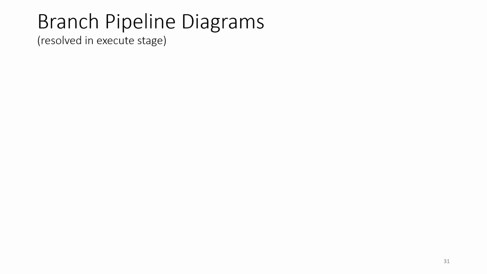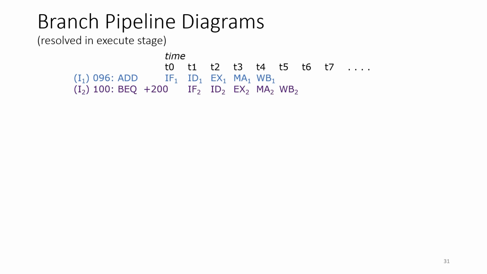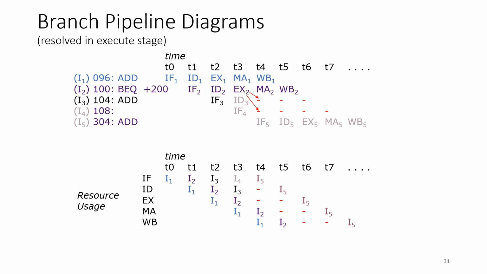Here are the other views of execution of branches. Clock cycle 1, the add instruction, clock cycle 2, the branch, clock cycle 3, we fetch the add instruction, and clock cycle 4 we fetch the second instruction after the branch. And not until then do we know that the branch is going to be taken. Therefore we have two bubbles between the branch and the branch target. And here's the same view for the resource usage view.